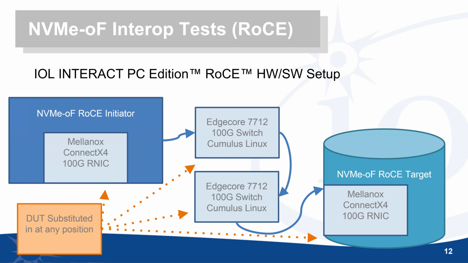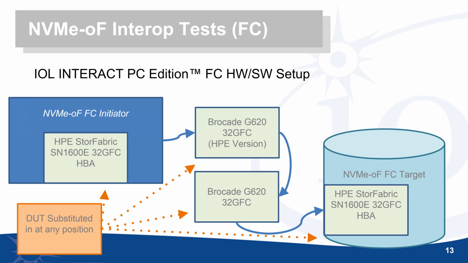Again, as the box stipulates down in the left corner, you can substitute your product into any one of these positions. On the fiber channel side, again, same type of setup for Interop. What you're really going to be able to do is substitute your product in at any one of these positions, and you can see the type of devices you have today in the fiber channel setup, all 32 gig, which is the latest and greatest shipping for fiber channel.